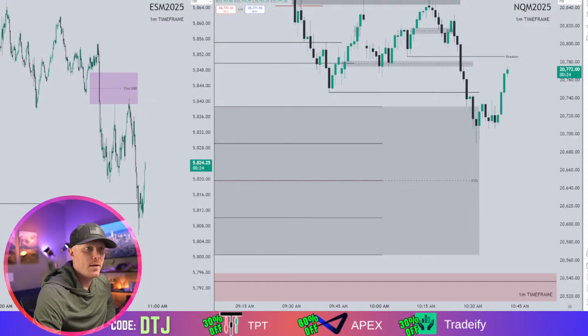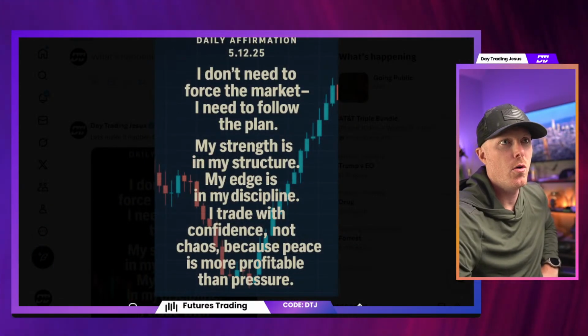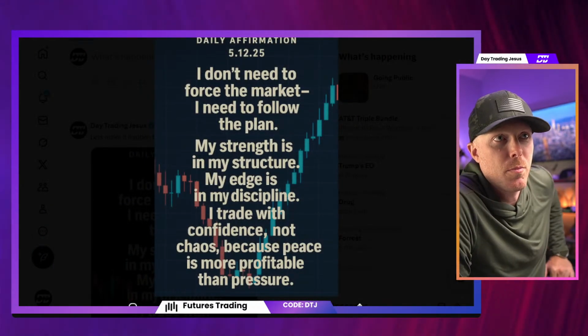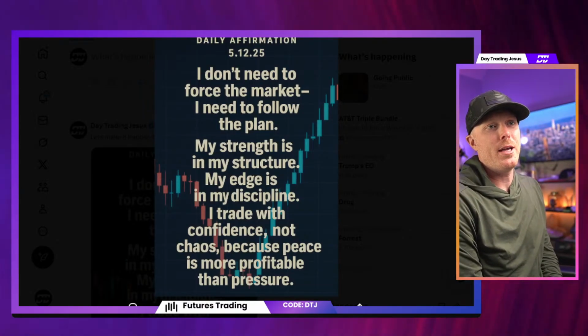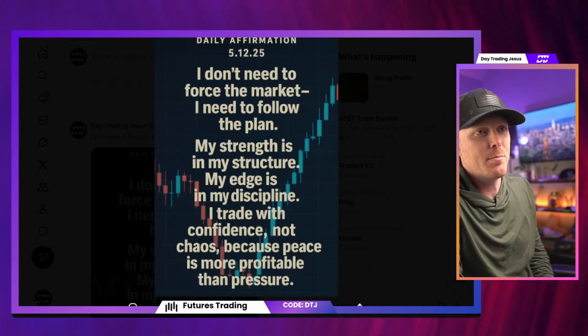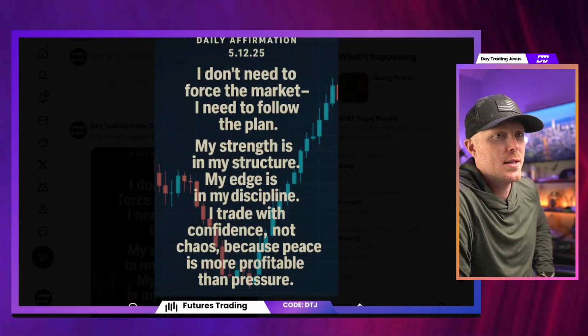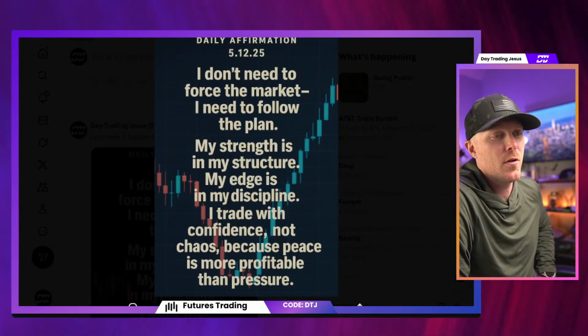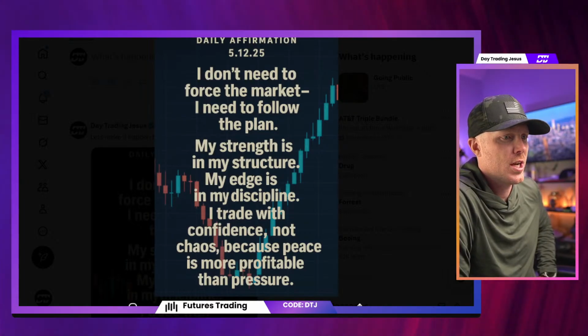All right. Finally, I got it. I finally have it. Let's go over our daily affirmation here today. I don't need to force the market. I need to follow the plan. My strength is in my structure. My edge is my discipline. I trade with confidence, not chaos, because peace is more profitable than pressure. That's a good one. Screenshot that if you want to hang on to that.